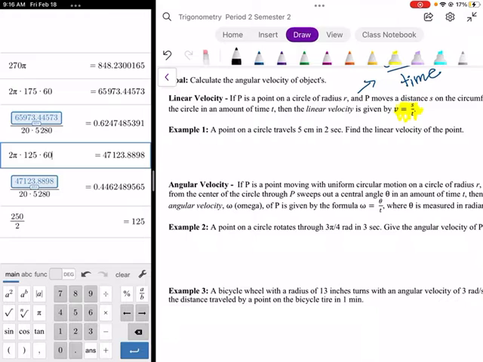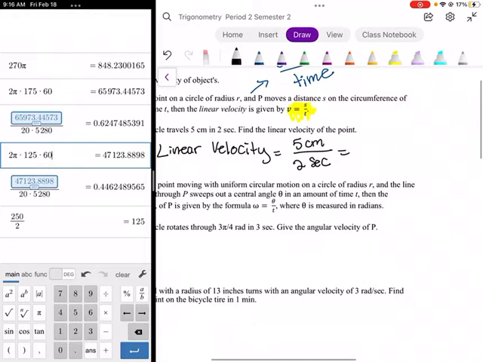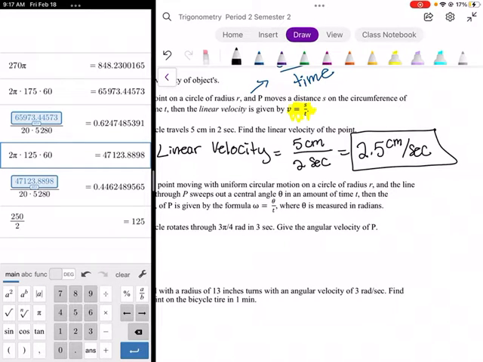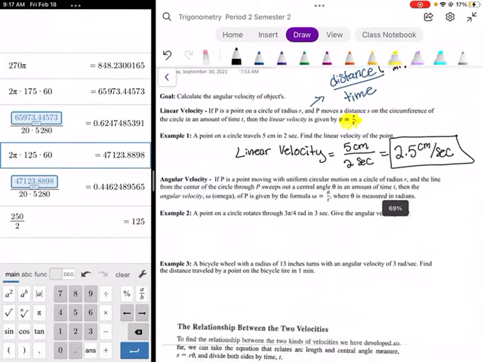So for example, number 1, a point on a circle travels 5 centimeters in 2 seconds. We're going to find the linear velocity. So we already know linear velocity is distance over time. So our distance is 5 centimeters and our time is 2 seconds. So our linear velocity is going to be 2.5 centimeters per second. This one we didn't have to change any units because it didn't specify what units it needed to be in.